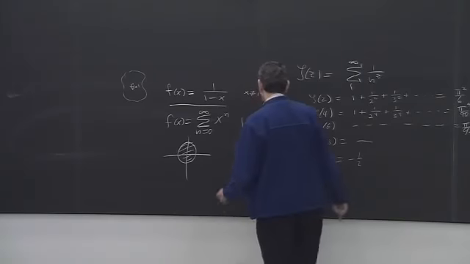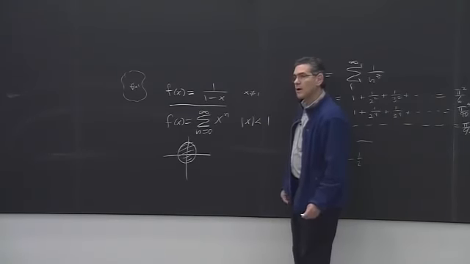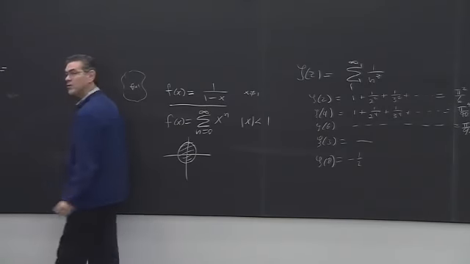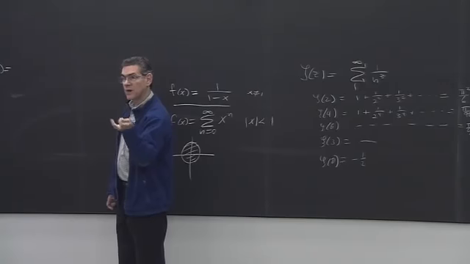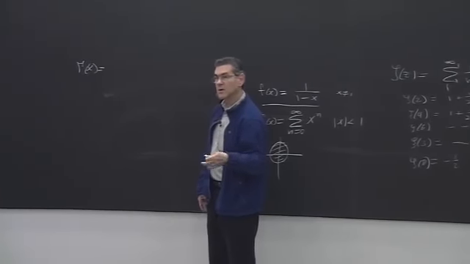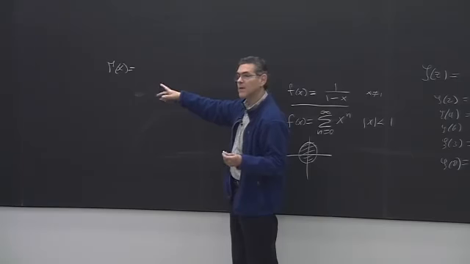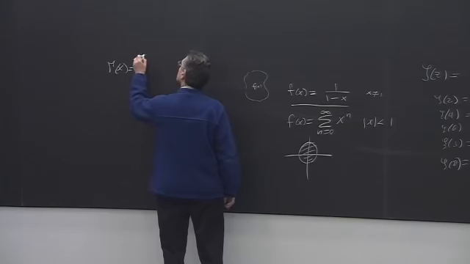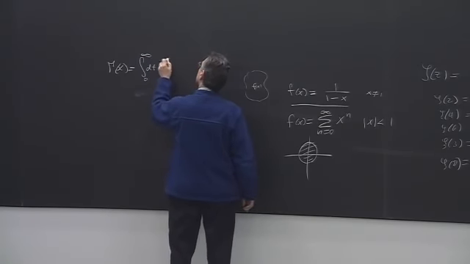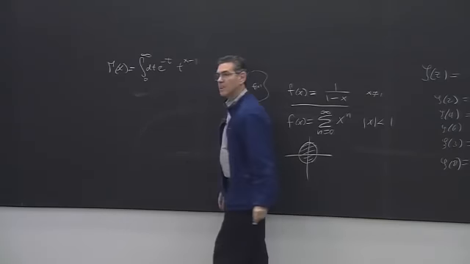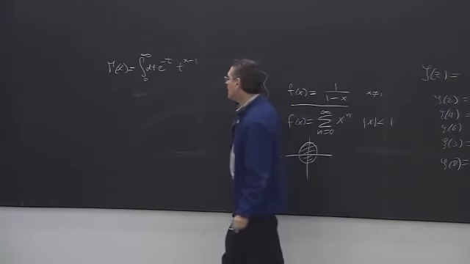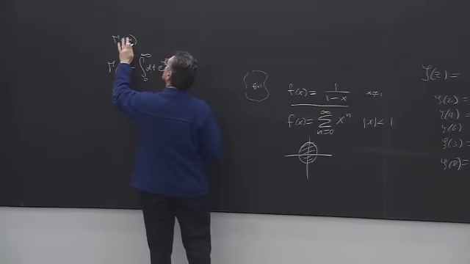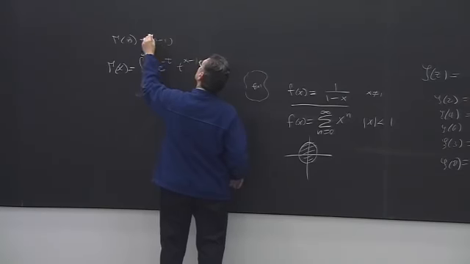Now, another example would be gamma of x. That's a very, very fancy function. Do you know what gamma of x is? Everybody know what it is? This is essentially the factorial function. Gamma of x is the integral from 0 to infinity dt of e to the minus t, t to the x minus 1. You know that. And you know that gamma of x, if x is an integer, gamma of n would be n minus 1 factorial.